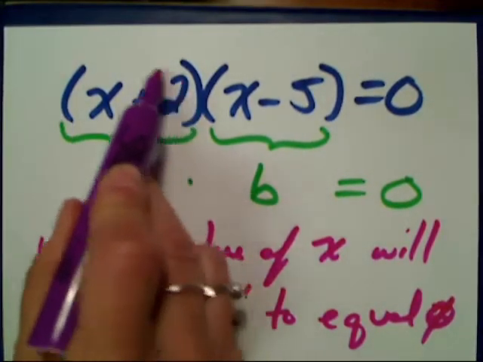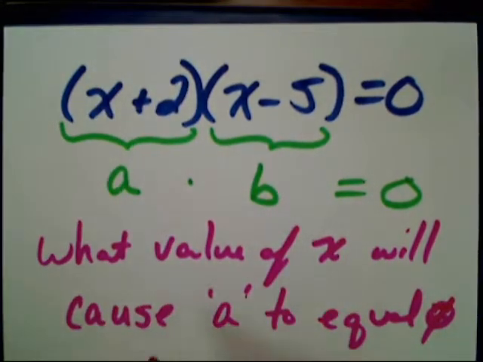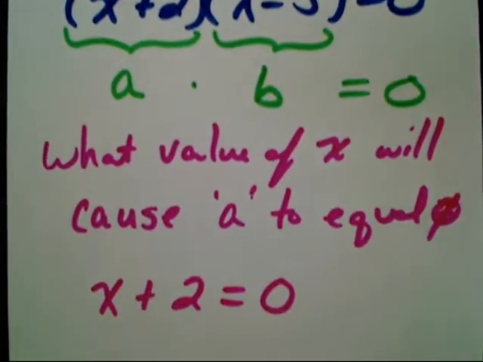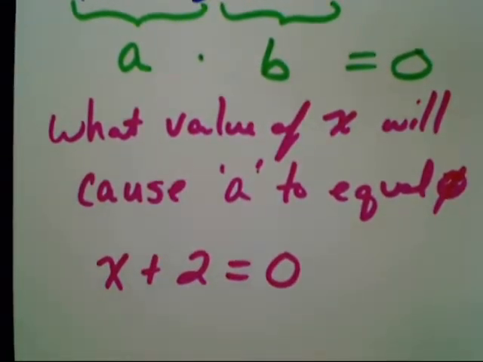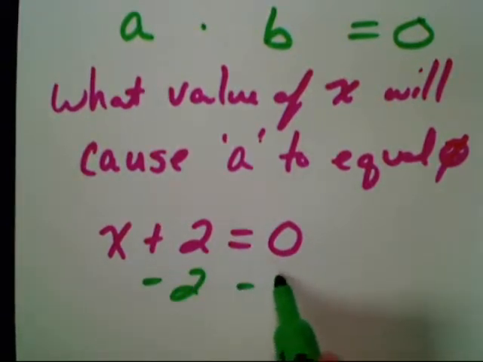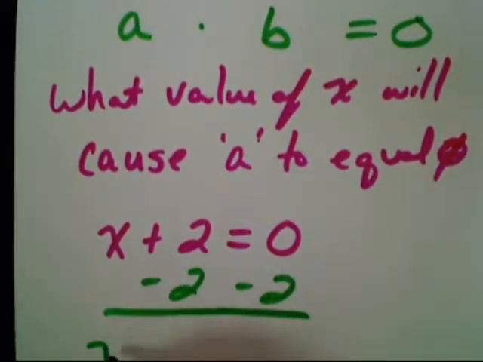Because a has to be 0. So what's going to cause x plus 2 to equal 0? Well, now this is a little equation. It's a linear equation because our x is to the first power, and we should know how to solve this one at this point. To get the x by itself, we'd simply subtract 2 from both sides. So x equals negative 2.